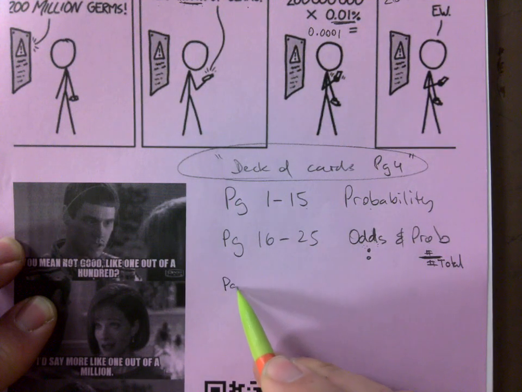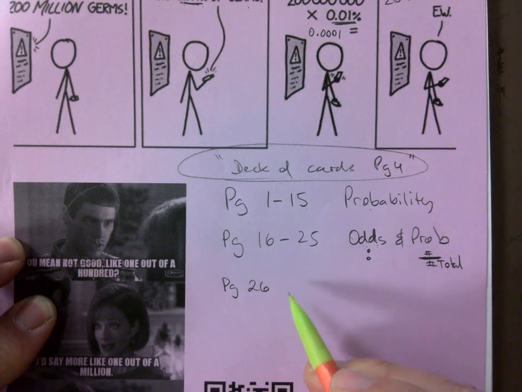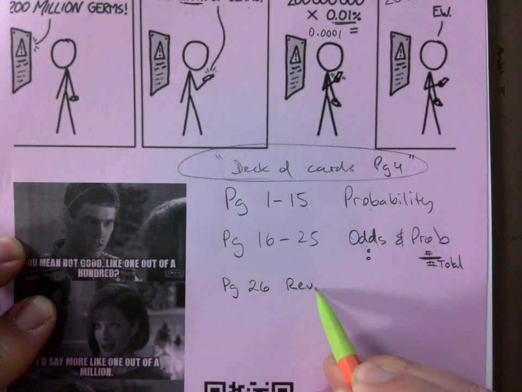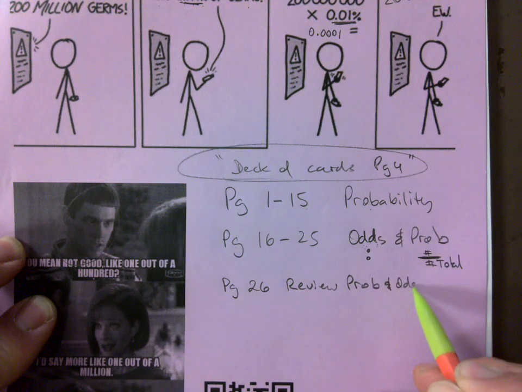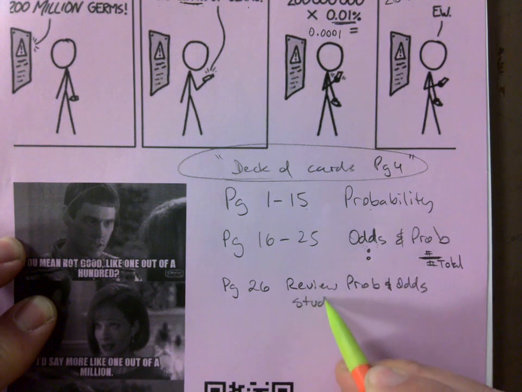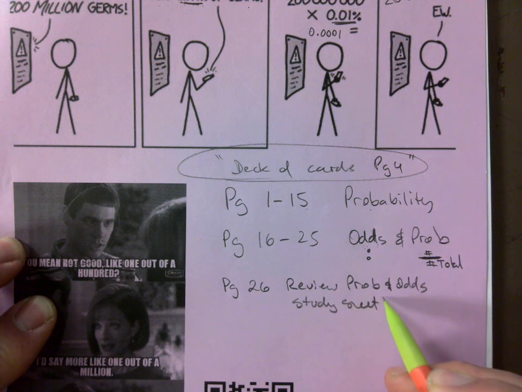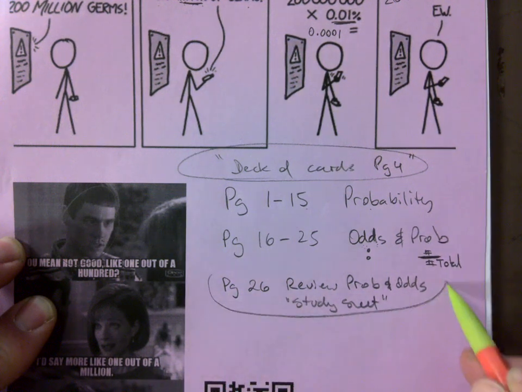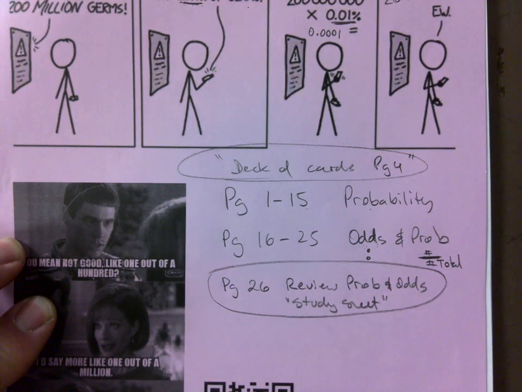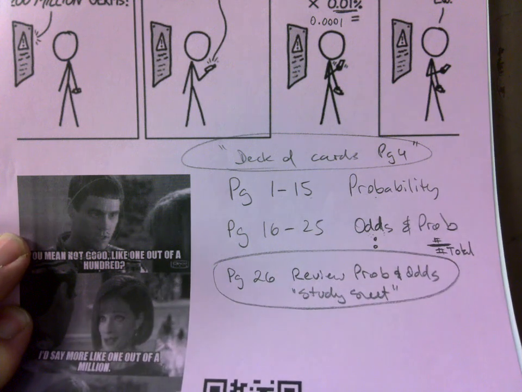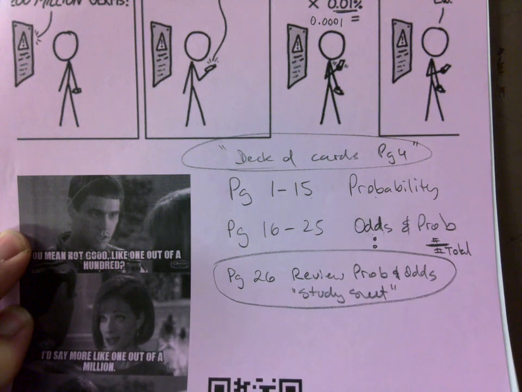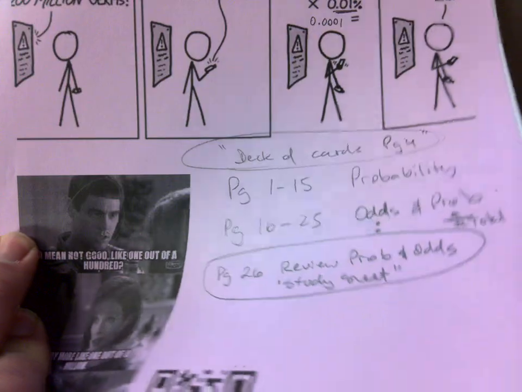I will say page 26, review probability and odds. Okay? Study sheet. This is, to me, probably the one that summarizes best what it is that we've done so far. All right, so I've helped you out here. A deck of cards is on page 4. It should also be on your study sheet. So let's go to 26 here real quick.